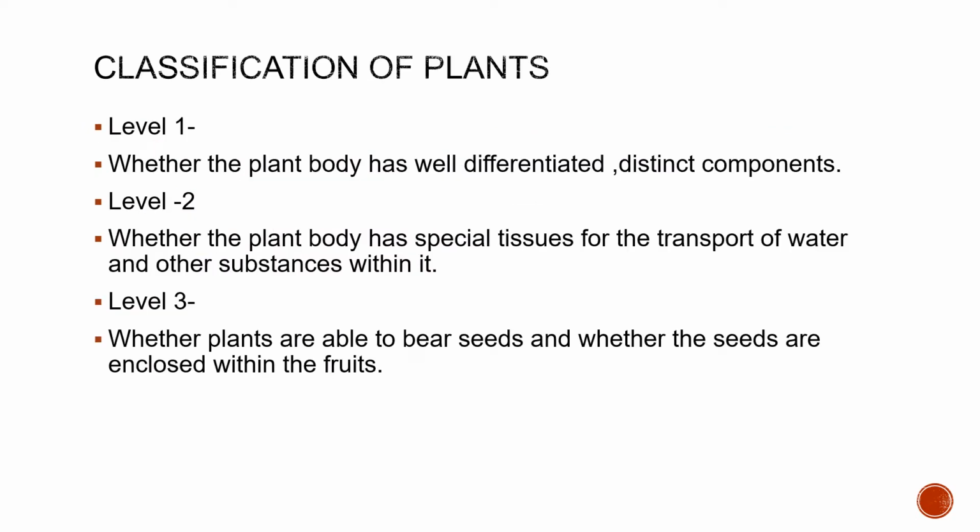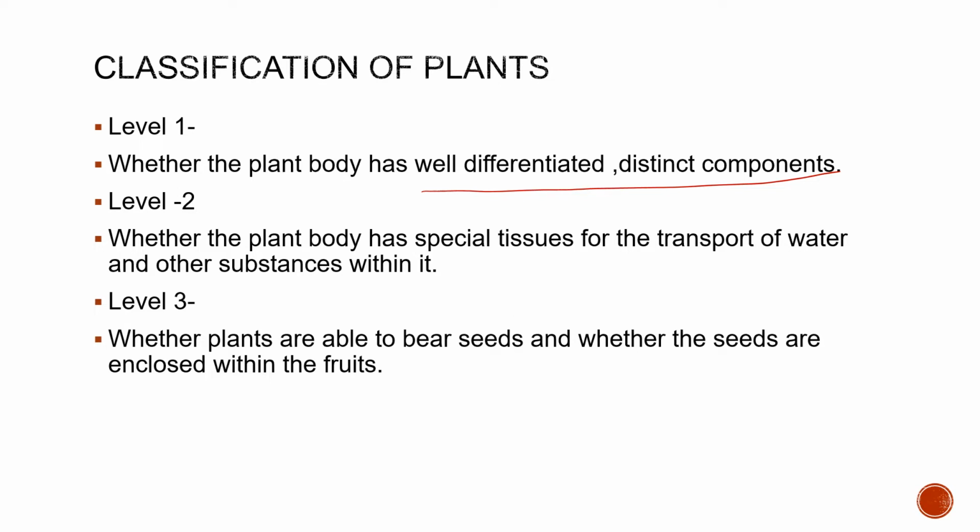Now how are these plants classified? They are classified on these basic three levels. First, whether the plant body is well differentiated and has distinct components or not. That is, whether it has proper leaves, stem and roots. So whether the body is differentiated into three distinct components, or well differentiated parts, or not.